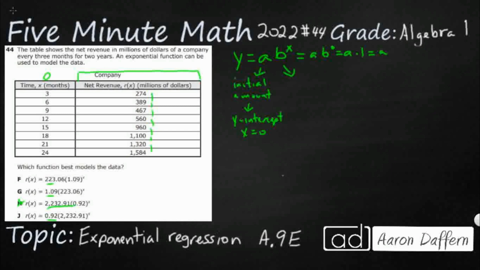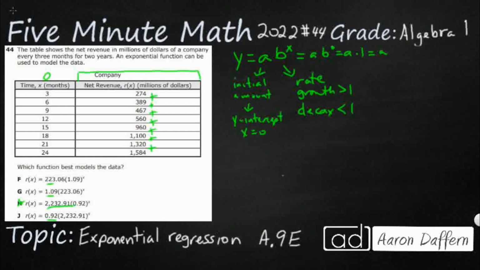This is going to be your rate. So it's going to be a growth rate if it's greater than 1, and we are increasing every single time, so this is going to be greater than 1. It's going to be a decay rate if it's actually shrinking, if it's less than 1. But the numbers, the R of x, the net revenue, is increasing every single time, so that would fit with that F. But right now we're just guessing. How do we know for sure?